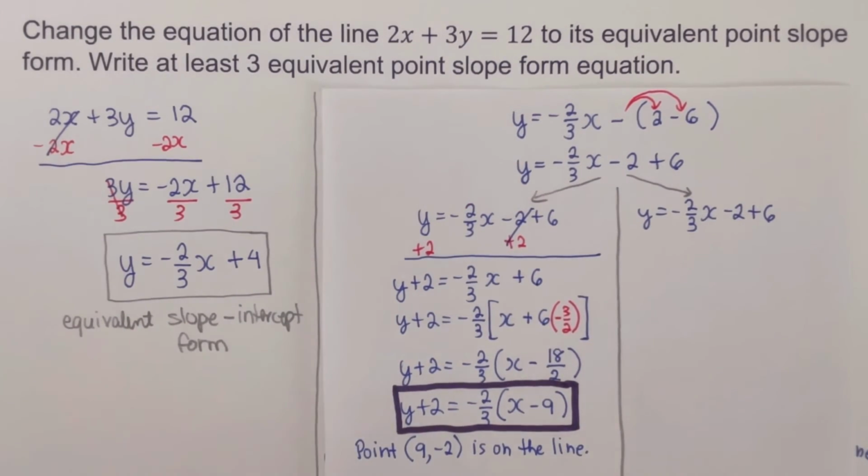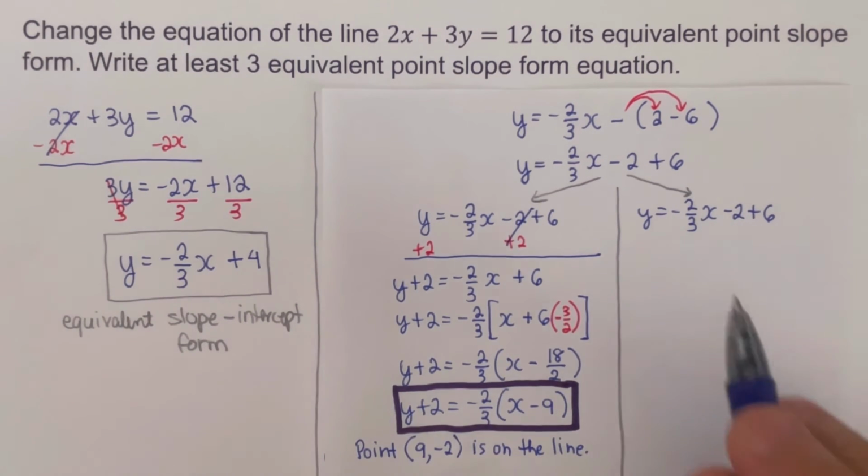So what I did here was I subtracted 2 from both sides, and so I'm left with 6 here. And so I go ahead and factor out the negative 2 over 3, and that is x plus 6. Again, the trick when we factor out the slope here is that we multiply this constant we have here by the reciprocal of the slope. So we flip it, negative 3 over 2. And so this comes out x minus 9. And so we can go ahead and say that the point positive 9, negative 2 is on the line.